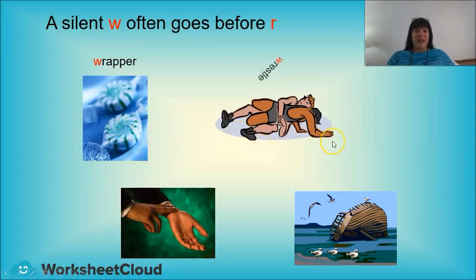There's another one. He is going to wrestle. Wrestle. Here we have our wrist. And the last one, sometimes if you walk along the beach, you see a shipwreck. That's right, the wreck. So let's look. We've got wrapper, wrestle, wrist, and wreck. And it doesn't even sound as if the W is in the word. But unfortunately, you just have to remember.